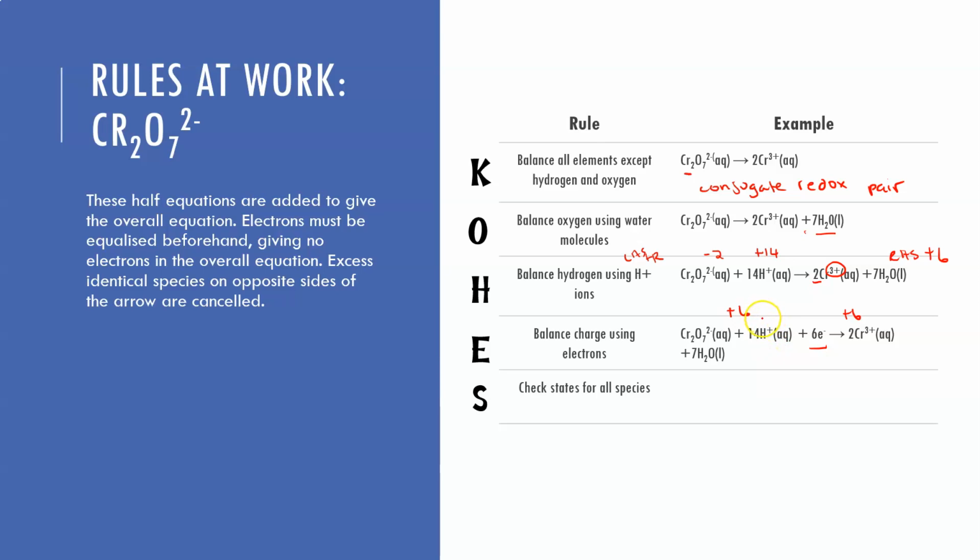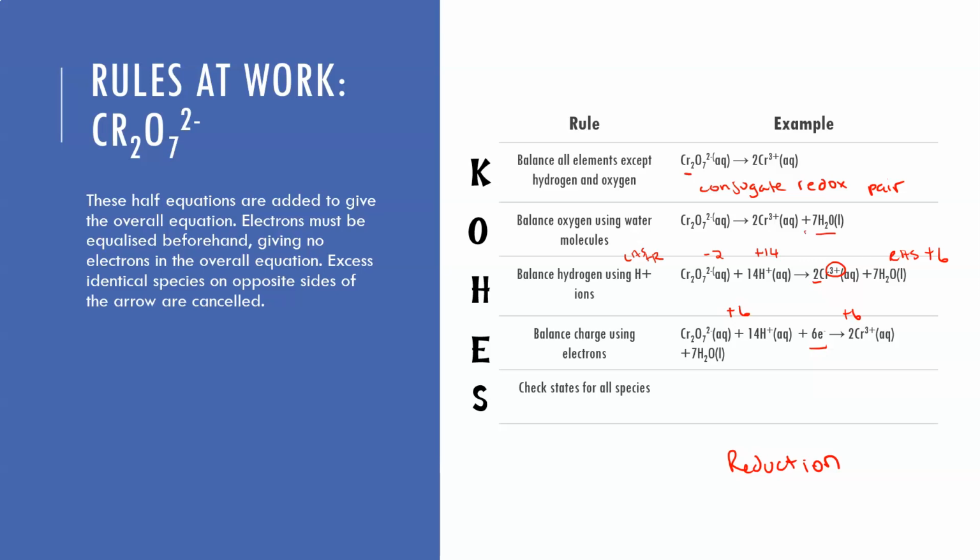And therefore we have a balanced half equation for the reduction of dichromate to chromium 3+ ions. When you apply these rules, they will work every time. You just need to make sure that you have double checked your charge and your electrons.